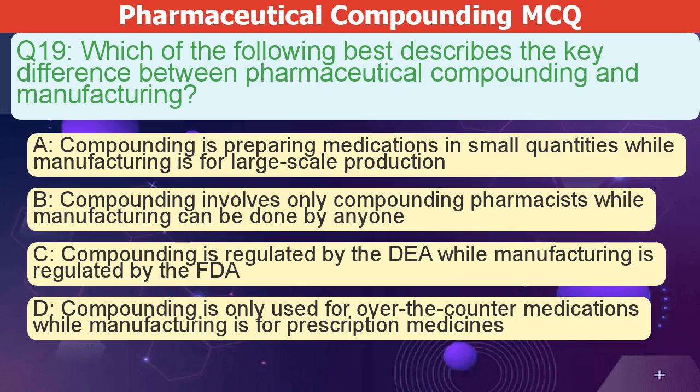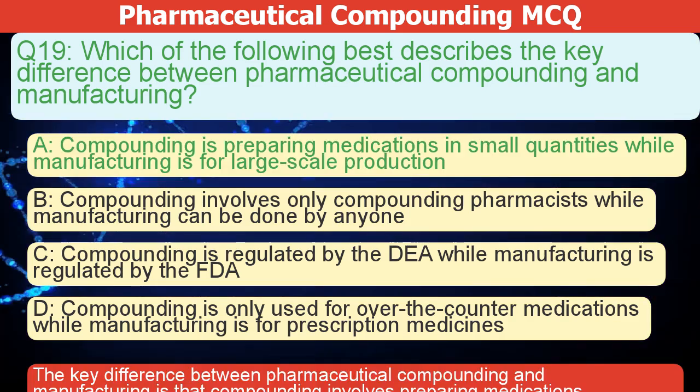Which of the following best describes the key difference between pharmaceutical compounding and manufacturing? A. Compounding prepares medications in small quantities, while manufacturing is for large-scale production. B. Compounding involves only compounding pharmacists, while manufacturing can be done by anyone. C. Compounding is regulated by the DEA, while manufacturing is regulated by the FDA. D. Compounding is only used for over-the-counter medications, while manufacturing is for prescription medicines.